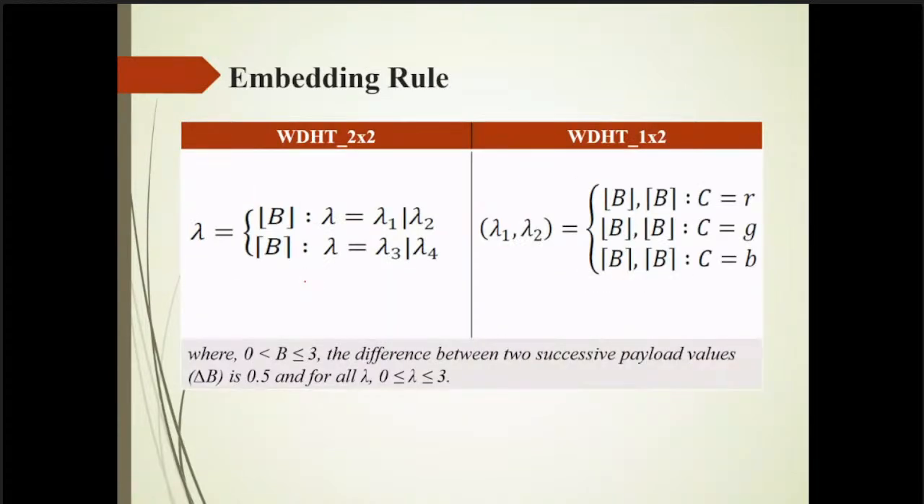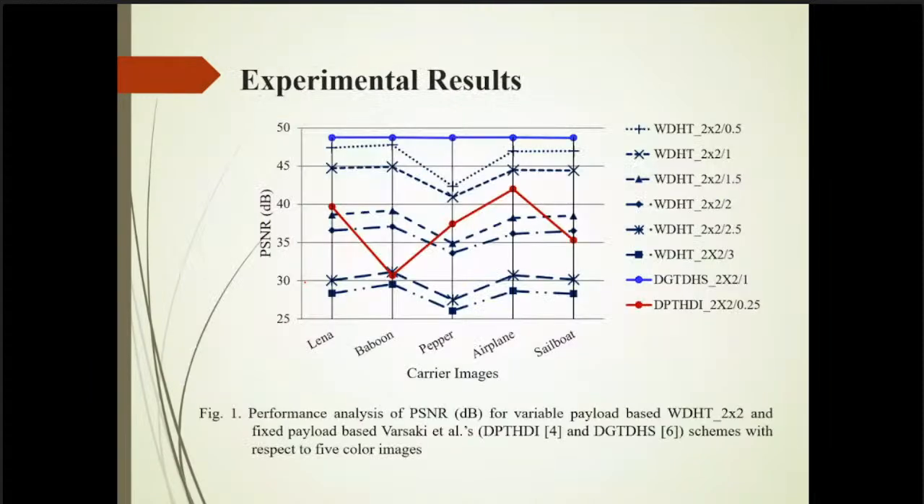So my payload is 0.5 to 3, a variable payload. Let's see the experimental results here. You see that we have 2x2 masks, all 2x2 masks, and I have embedded starting with 0.5, 1, 1.5, 2, 2.5 up to 3. This is your 3. And the PSNR is degrading gradually.